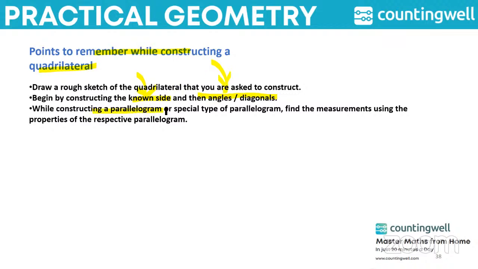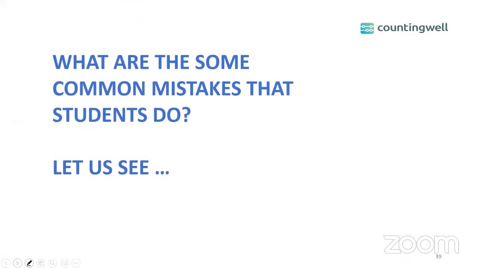Always constructing parallelogram, you have to take care that the measurements should be found using the properties of respective parallelogram in case when the angles are missing or when the lengths of the sides are missing. Let us see what are some common mistakes that students do.